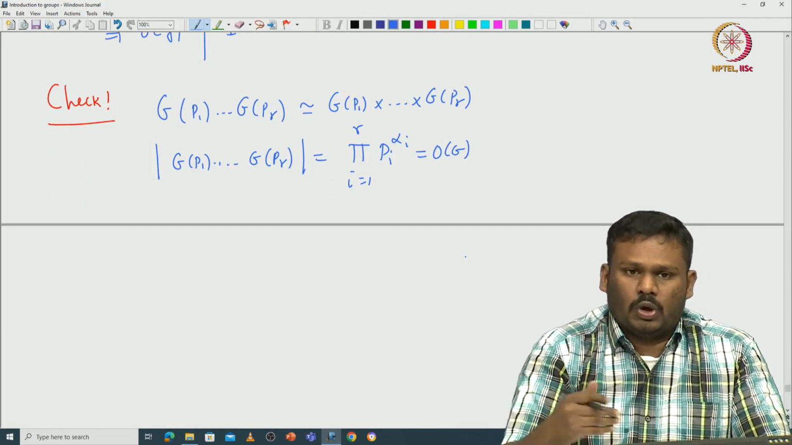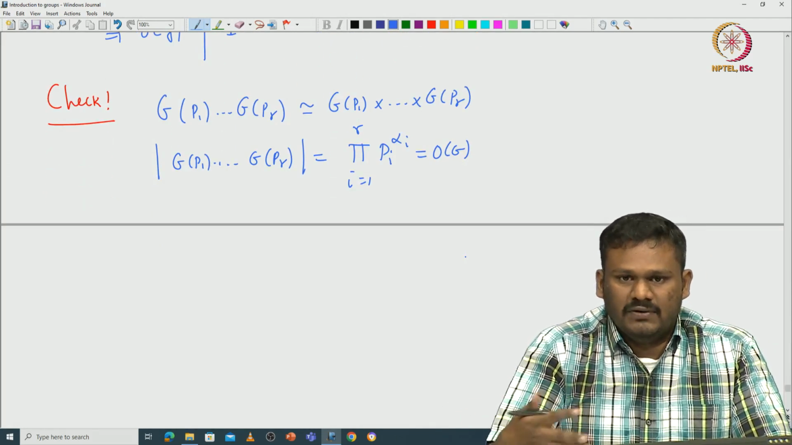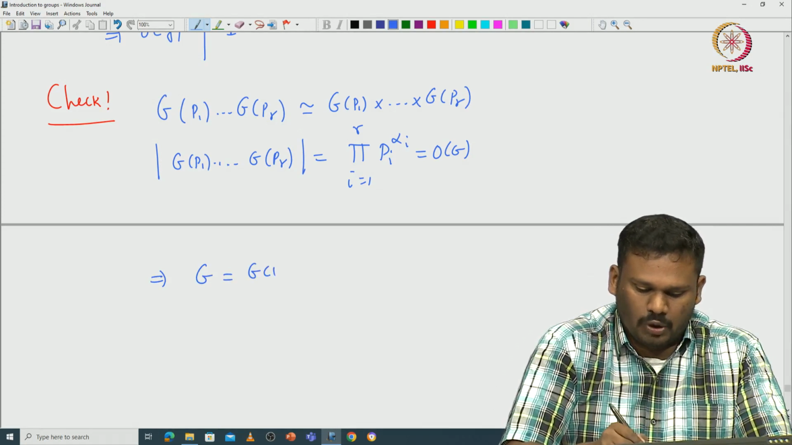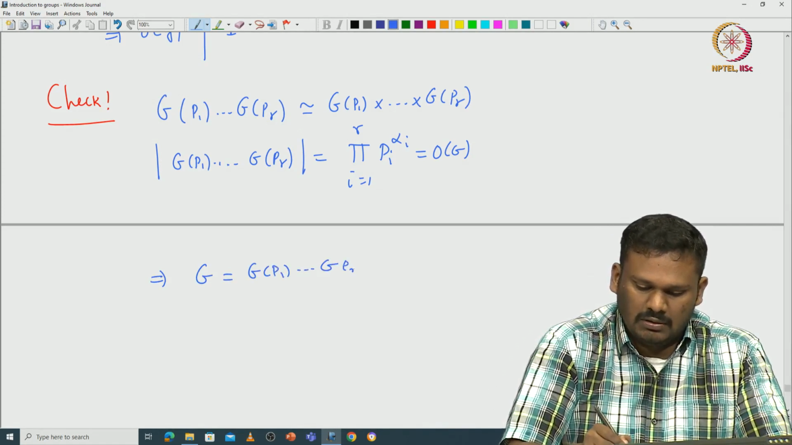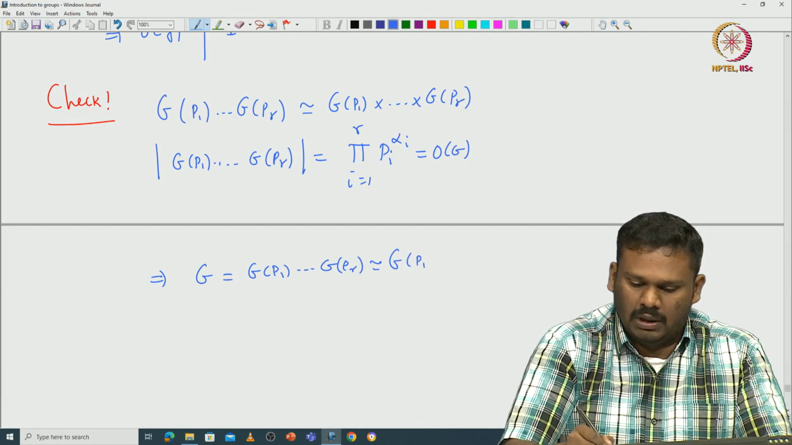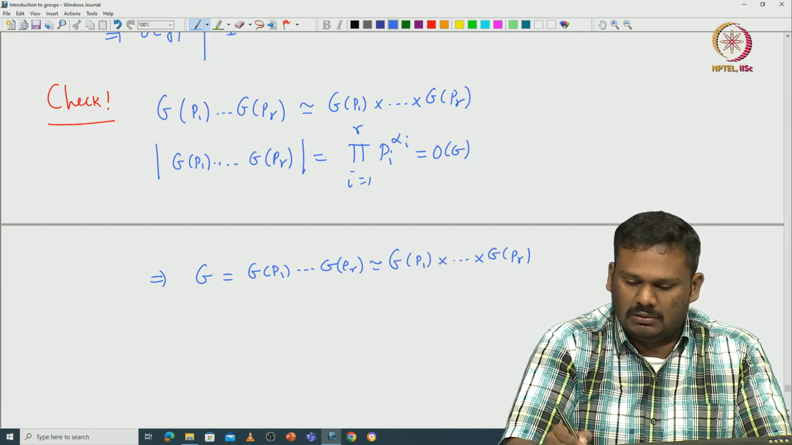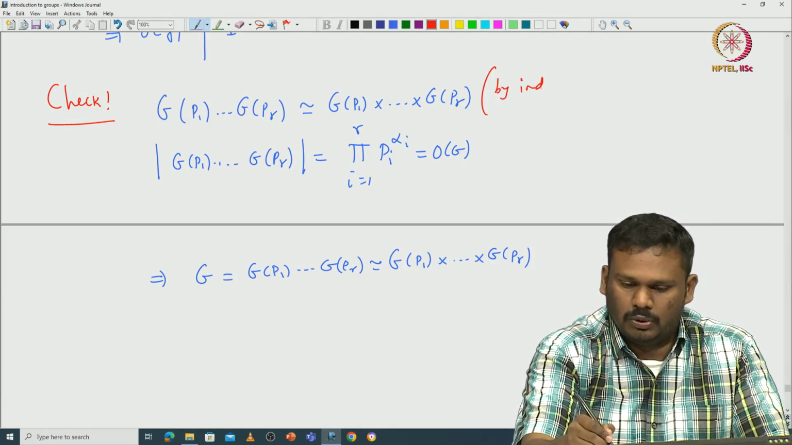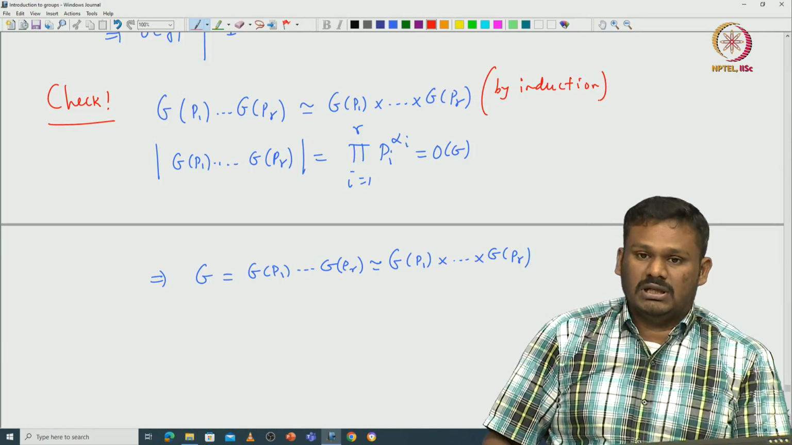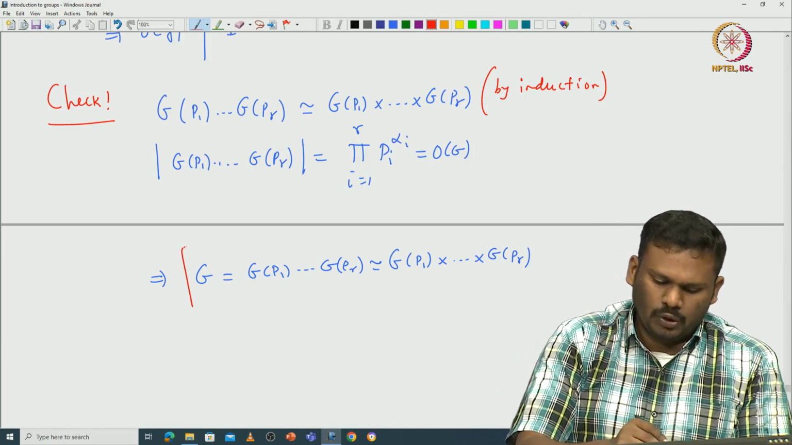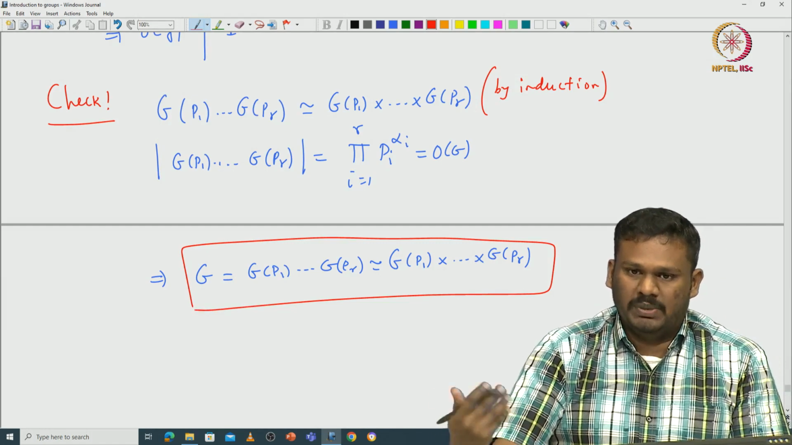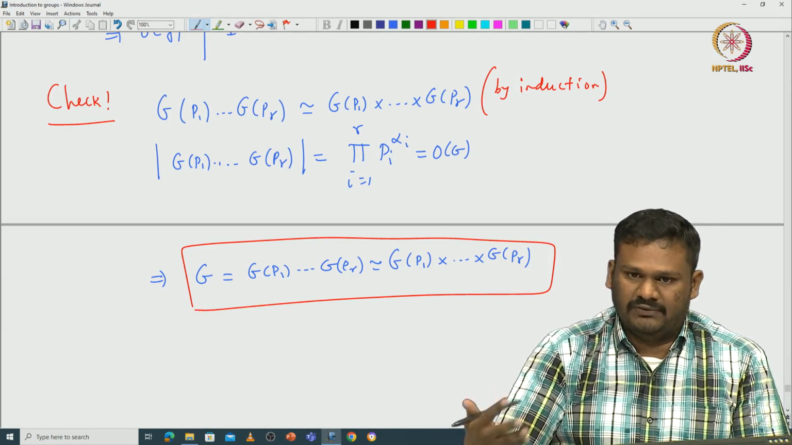Note that the product of the GPi is a subgroup of G which has exactly the order of G. So, that implies G is equal to the product GP1 etcetera GPr, which is isomorphic to GP1 cross etcetera cross GPr. This you can do by induction, because the case r equal to 2 we have already done, so this generalizes to general r. So, this proves that G is indeed isomorphic to the direct product of its Sylow p-subgroups, whenever G is a finite abelian group.